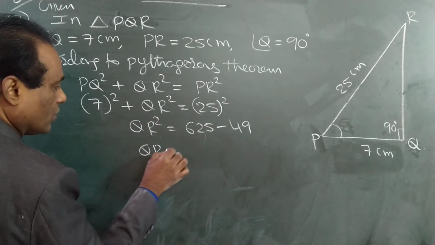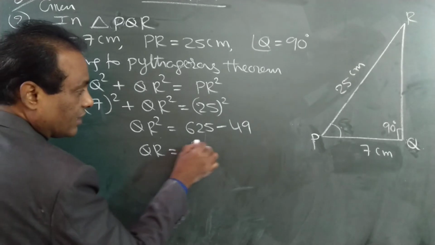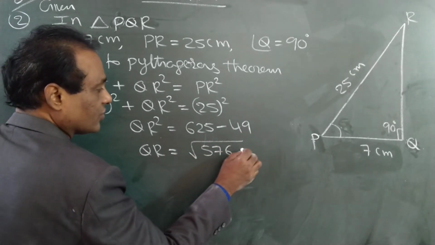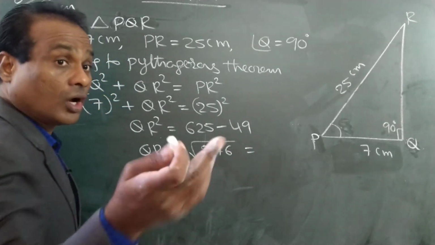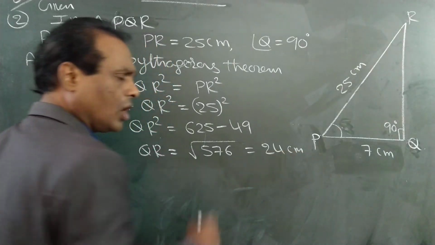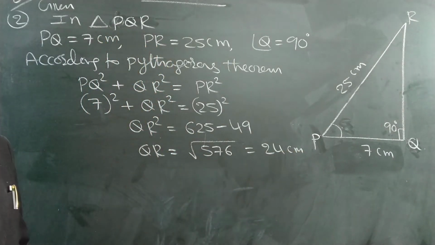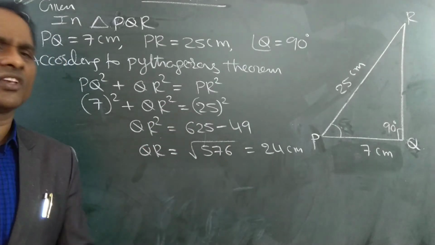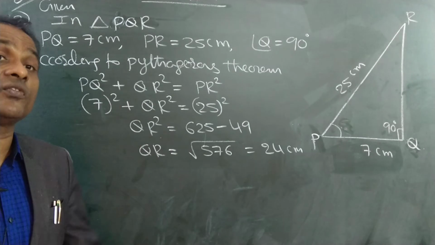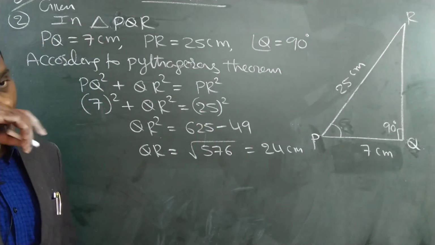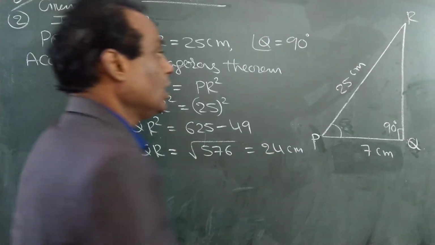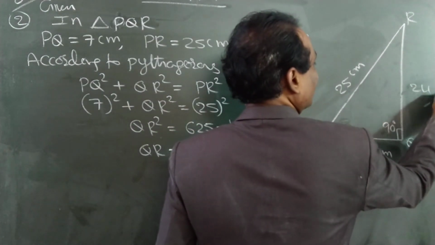So QR is equal to, if you remove the square, the right side we will get root of 625 minus 49, which is 576. Root 576, you know how to find the square root. You studied it in the lower classes, by the factorizing method or the division method. Root 576 is 24, because 24 into 24 is 576. So now we got this side.